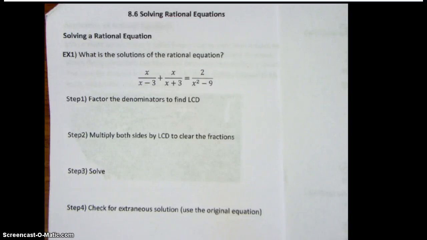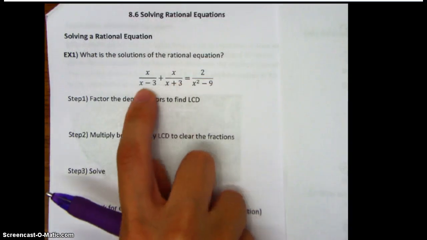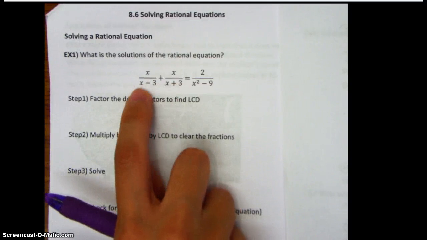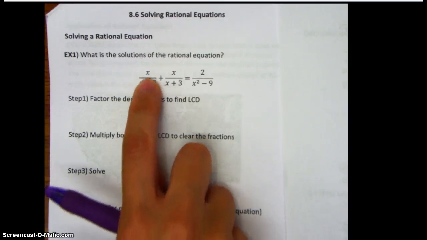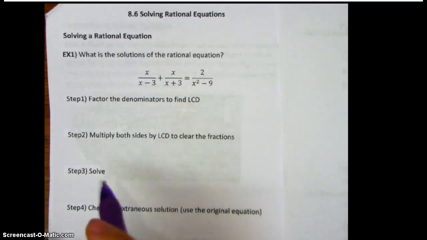Based on our knowledge of how to add, subtract, multiply, and divide rational expressions, we're going to try to solve rational equations. As you can see in this example, this is an equation in rational form, meaning the denominator has the variable and also the top. To solve this equation, you have to follow 4 steps.